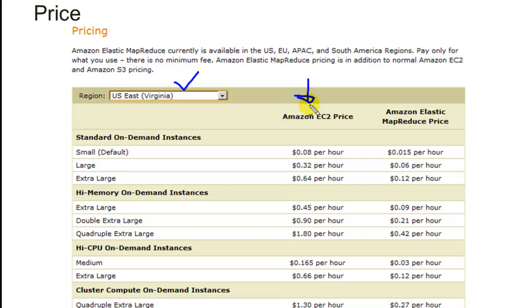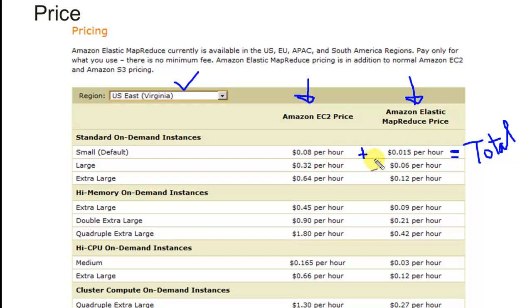Next one is that Amazon will charge you for a bare bone EC2 and then the MapR distribution software which you are going to use. So for both of them you have to pay the price. So the total price will be this plus this. This is the total price for your distribution for using this service.